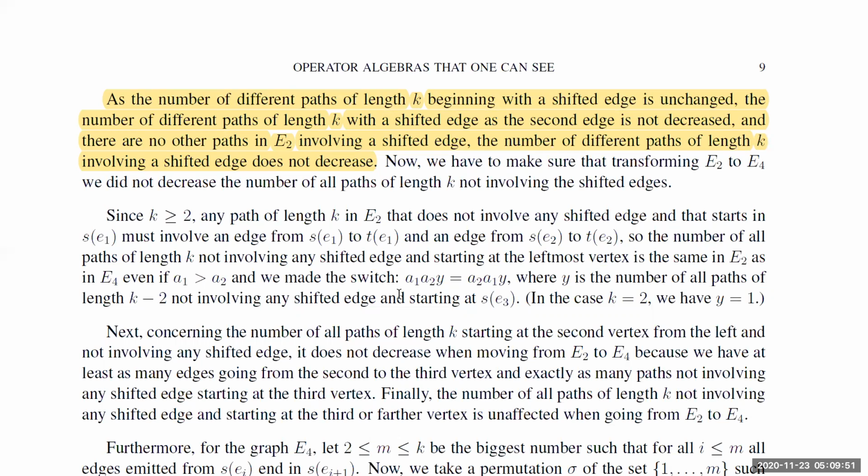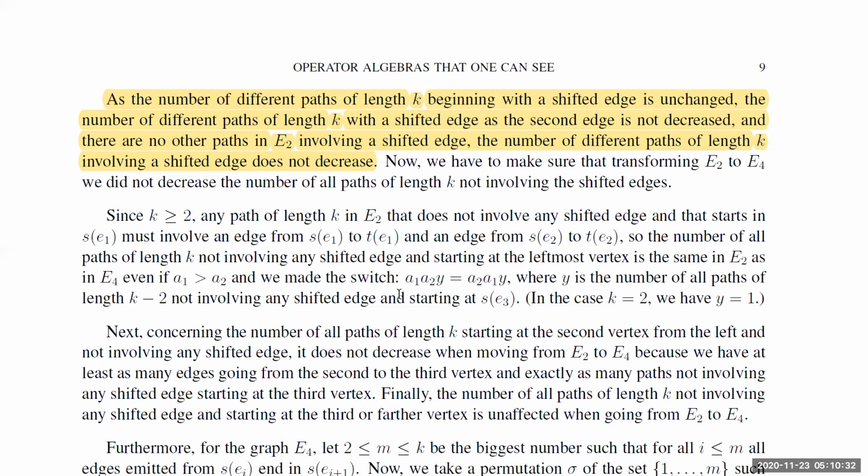The number of different paths of length k beginning with the shifted edge is unchanged. So here you lose nothing. When you look at the number of different paths of length k with the shifted edge as the second edge, that's the situation we just discussed. And when we make this permutation, this rearrangement, then this is not decreased. It can be increased, because if we have that a1 is strictly bigger than a2 and then we make such a swap. Well, anyway, it's not decreased.